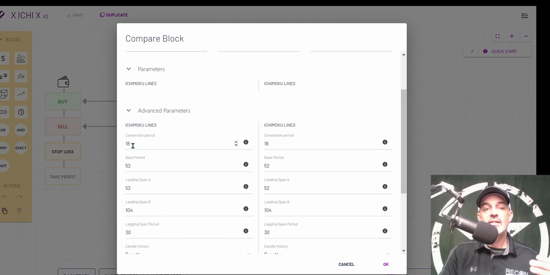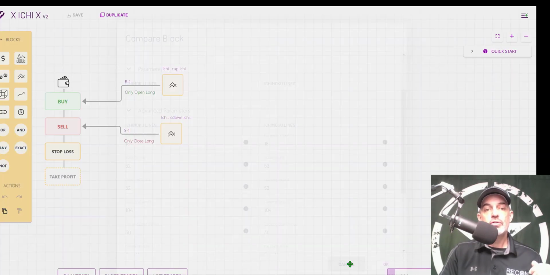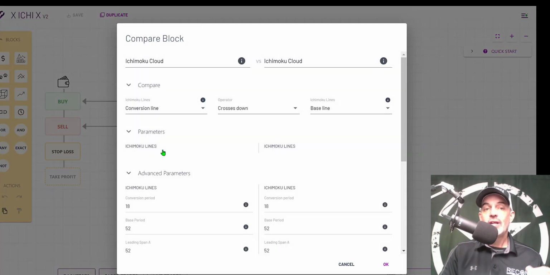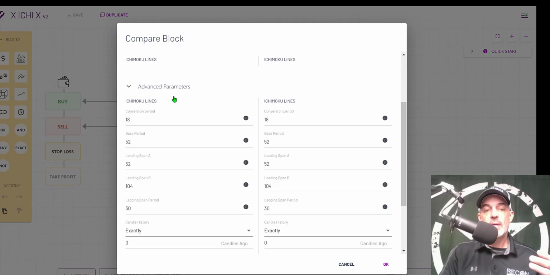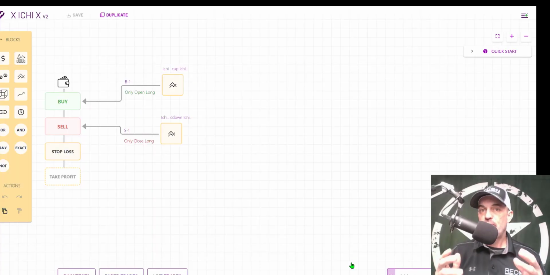I have changed them to 18, 52, 52, 104, and 30. These numbers are all pretty much double the default. The 30, I think, normally is 26, and I have it set for both sides. Again, this will trigger a buy order, and then if we jump over to the sell side, it's pretty much identical. It's just the conversion line is now crossing down through the baseline with the same advanced parameters. Very basic, but very effective.